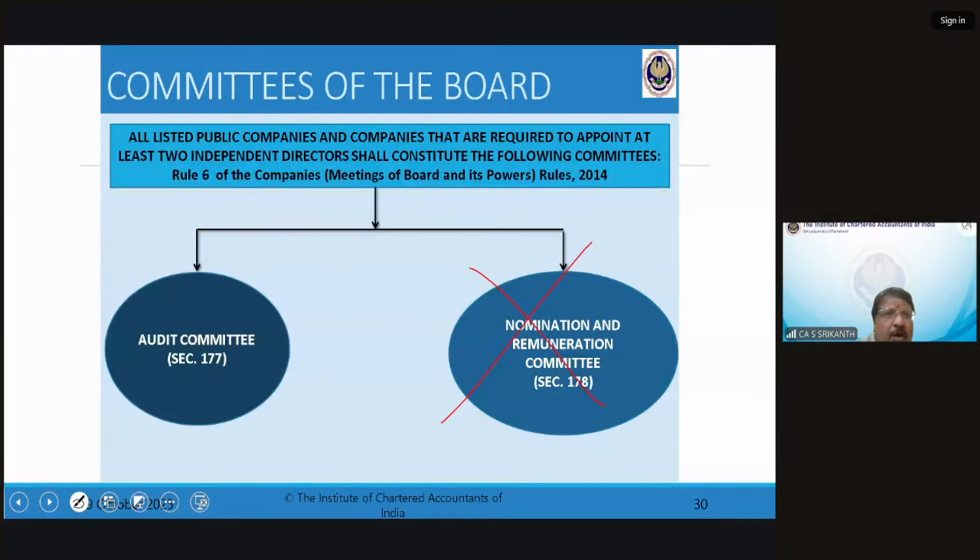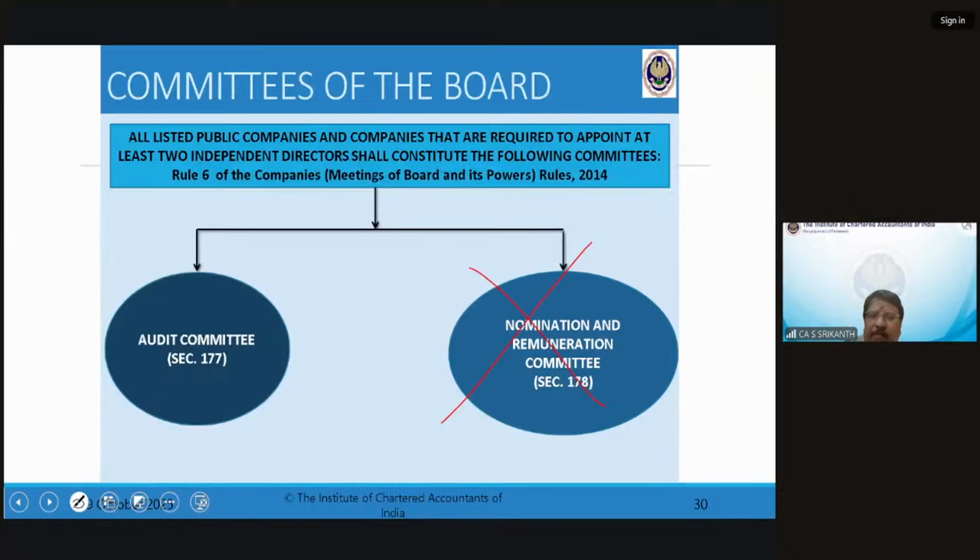All listed companies as usual, public companies as usual. Companies that are required to appoint at least 2 independent directors. So that list is there. Don't bother about it. Such companies shall constitute the following committees, one of which is the audit committee. Basically, the audit committee is meant to oversee the internal controls with respect to the financial management and the financial statements. So they would be reviewing the internal audit report. They will be reviewing the internal control. Fraud will be reported to them. Later on, you'll be seeing fraud reporting. In some cases, it will go to the audit committee, wherever there is an audit committee, etc.